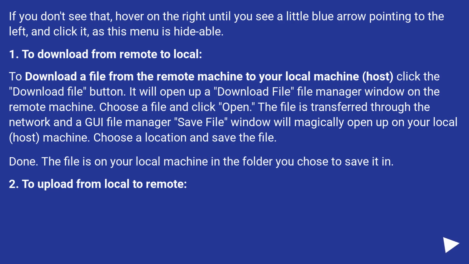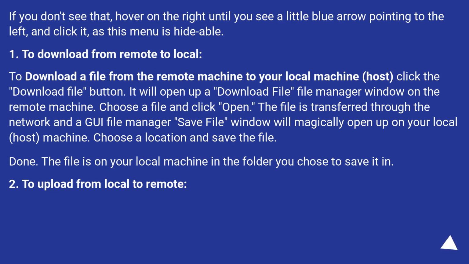1. To download from remote to local. To download a file from the remote machine to your local machine, host, click the Download File button. It will open up a download file manager window on the remote machine. Choose a file and click Open. The file is transferred through the network and the GUI file manager save file window will magically open up on your local host machine. Choose a location and save the file. Done. The file is on your local machine in the folder you chose to save it in.